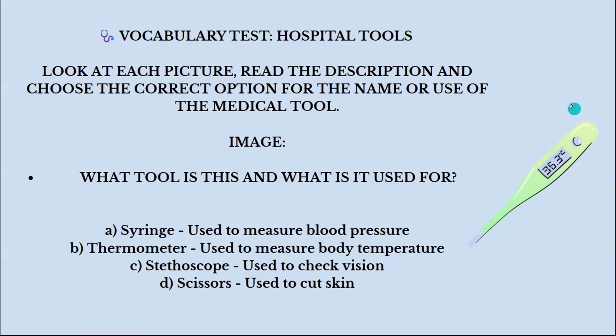So now, based on the video vocabulary that you heard and learned in this class, we have a little quiz about the vocabulary, right? The instruction is to look at each picture, read the description and choose the correct option for the name or use of the medical tools. So this is the picture and you answer the question. Please, Washington, can you help me? The question is, what tool is this and what is it used for? What do you think? Is it letter A, B, C, or D?